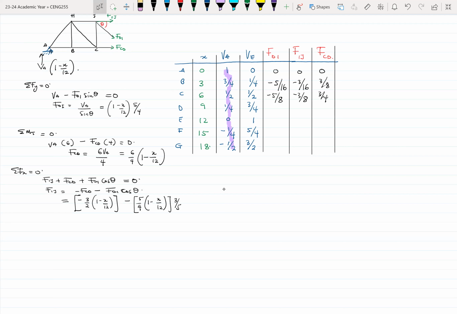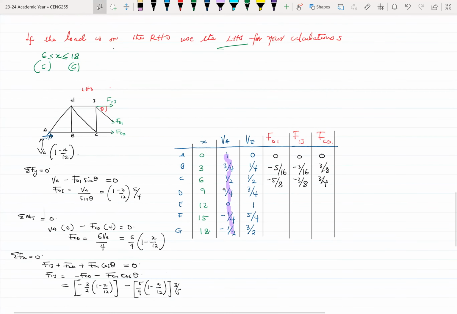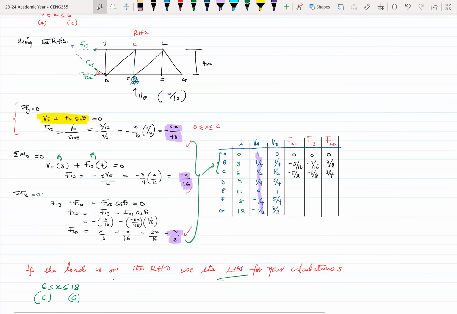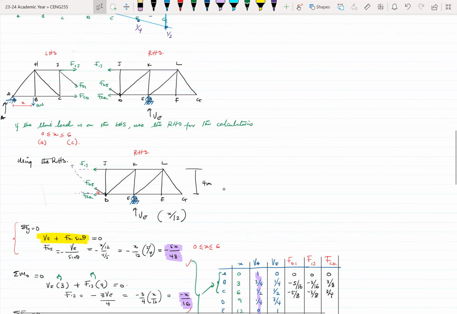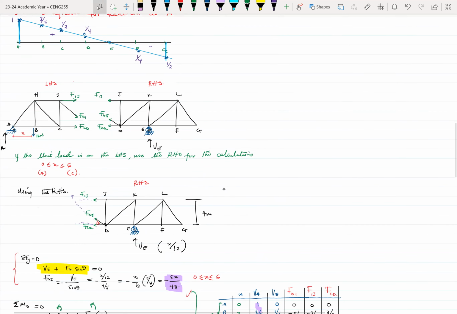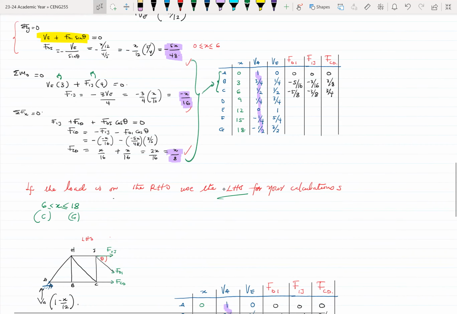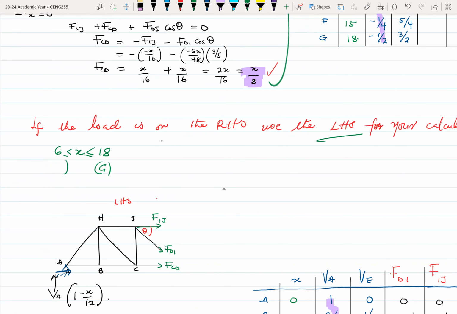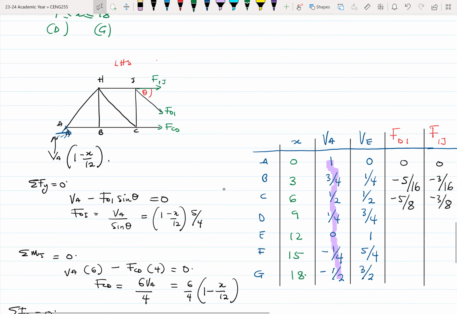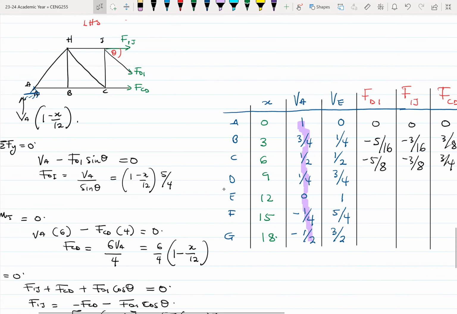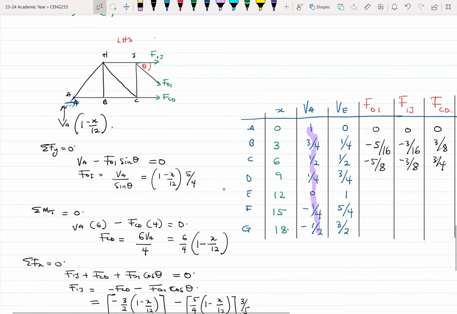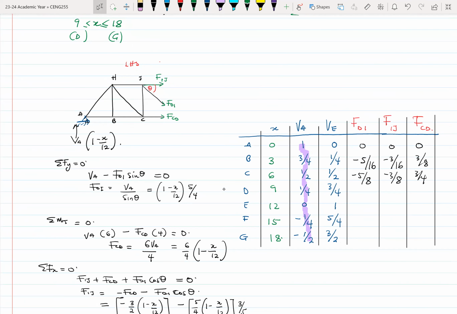So let's see. If X is 6 meters, no, we've already done with 6, sorry. So it has to be between D and G, not C and D, sorry. Between D and G, because it's on the right-hand side. D is 9, because we're done with the C already. So between D and G.